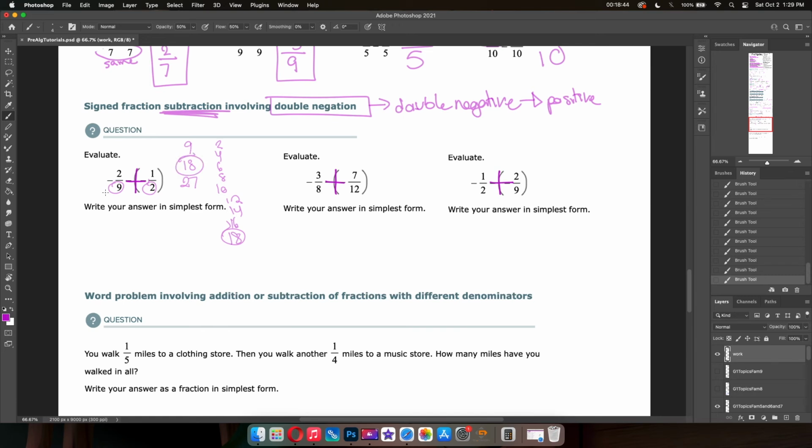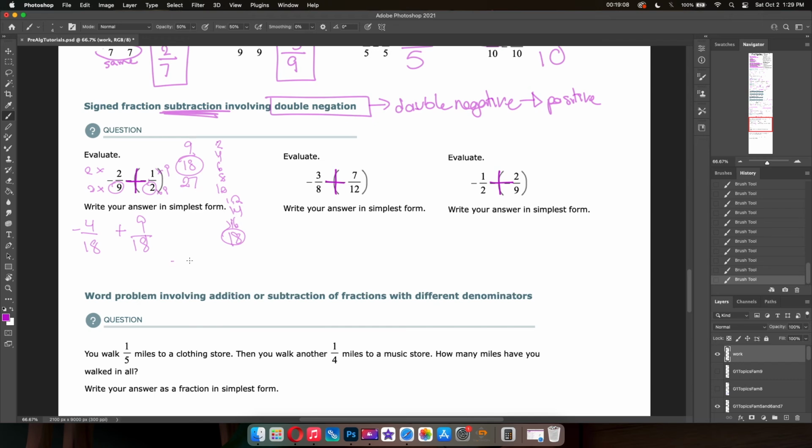So 9 times what is 18? Times 2. So that becomes 4 over 18. Plus, because we already know that that's double negation, which means addition. 2 times what got me the 18? 1, 2, 3, 4, 5, 6, 7, 8, 9. So times 9. 1 times 9 is 9, and then that's an 18. And now look at this.